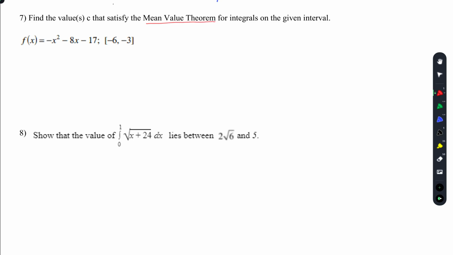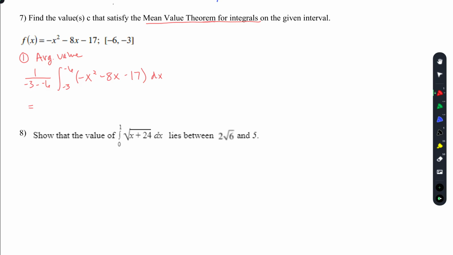Okay, mean value theorem for integrals. Basically, you find the average value first and set it equal to the function. So you go 1 over -3 minus -6, integrate from -6 to -3 of the function -x squared minus 8x minus 17 dx. You figure that out first, and you get a number.